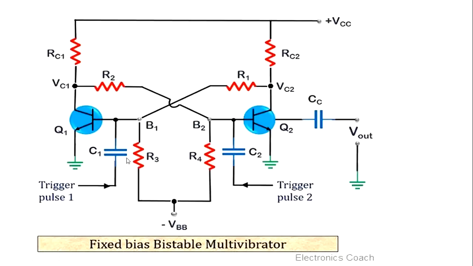So now what will happen? Firstly, to see its working, we have to apply an external positive trigger pulse from this Q1 load side area. When we apply this, we also have this capacitor C1.